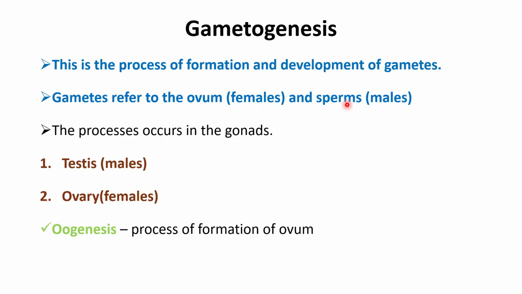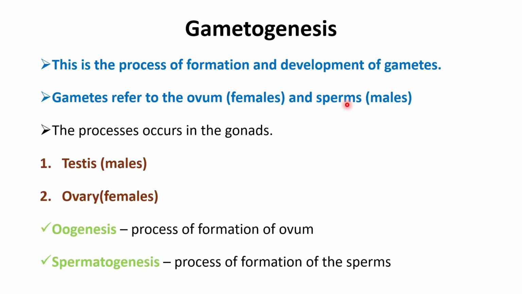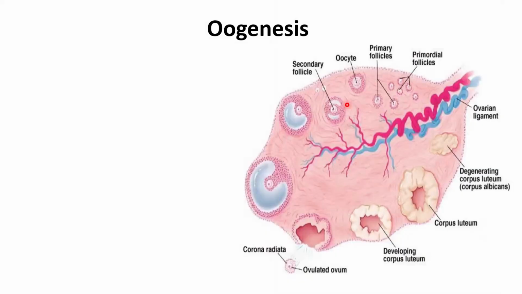So specifically now, oogenesis is the process of formation of ovum in females, while spermatogenesis is the process of formation of sperms in males. So I presume that one we kind of know. So we start us off by looking at oogenesis.